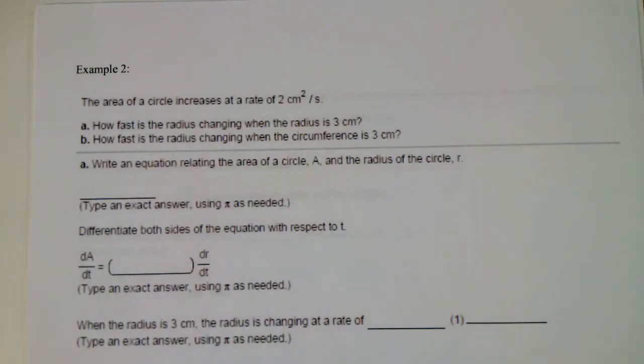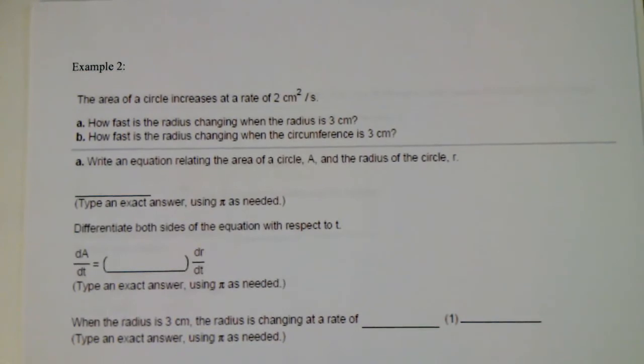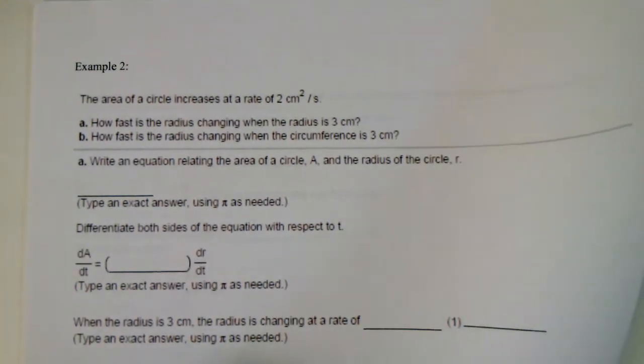Okay, let's look at another one, example 2. The area of a circle increases at a rate of 2 square centimeters per second. In part A, how fast is the radius changing when the radius is 3 centimeters, and how fast is the radius changing when the circumference is 3 centimeters?